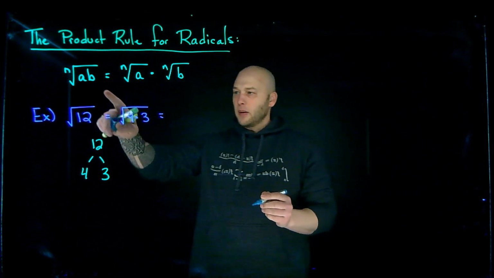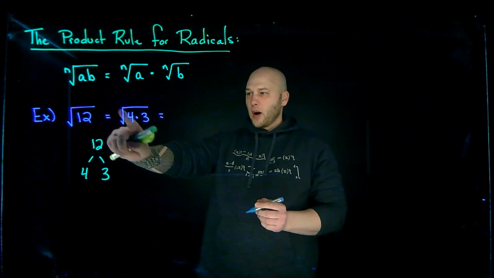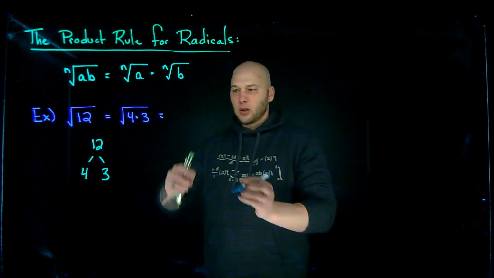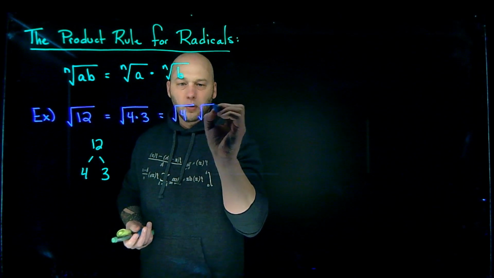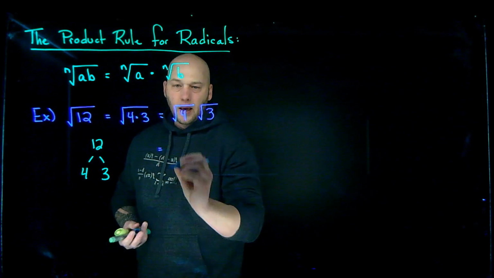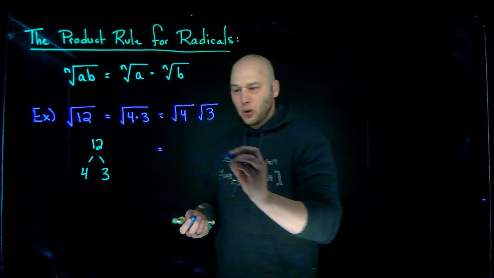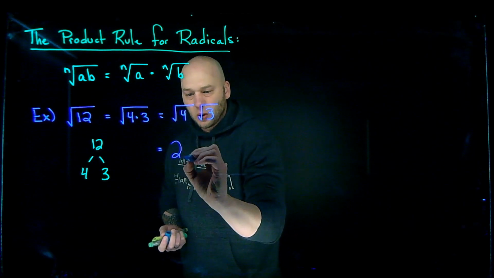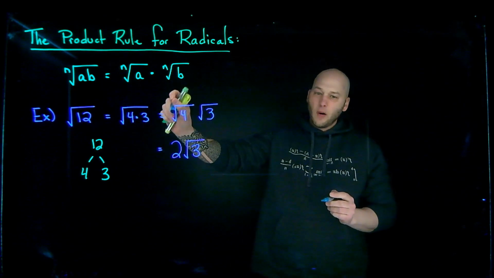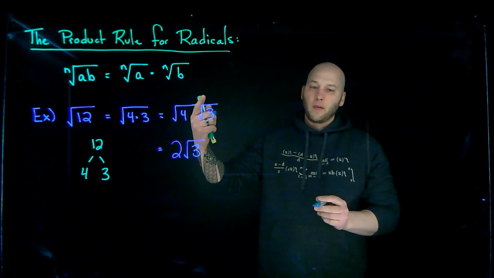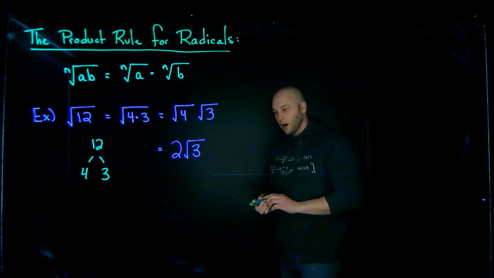And again, if I look at my product rule up top here, if I have a perfect square, I can break this apart so that I have the square root of the first factor times the square root of the second factor. And like I said, since 4 is a perfect square, the square root of 4 is 2, meaning I can write this as 2 square root of 3. And so even though 12 is not a perfect square, I can find a perfect square factor and I can pull that outside of the radical. All right, let's do another example.